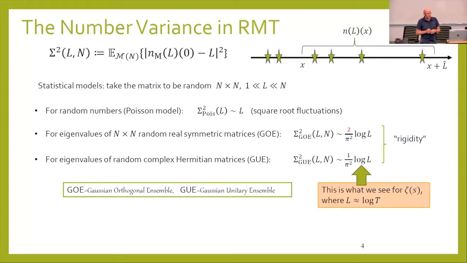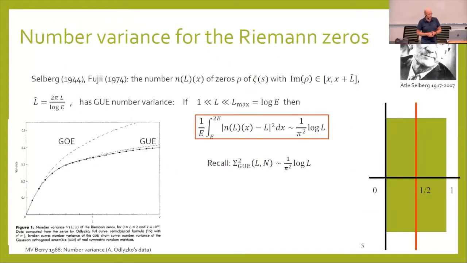And what we will see is what transpires is that this complex Hermitian matrices or random unitary matrices are exactly what is predicting the answer for the Riemann zeros. Now, of course, this is somewhat uninteresting because that answer was known from the 1940s.